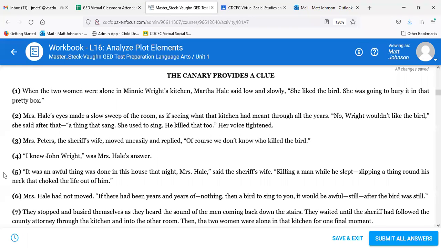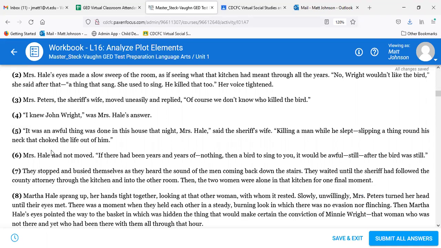Number 3, right? Yep. Miss Peters, the sheriff's wife, moved uneasily and replied, "Of course, we don't know who killed the bird." All right. Let's see. I got number 4 here. "I knew John Wright was," Mrs. Hale's answer. Grace, 5. Okay.